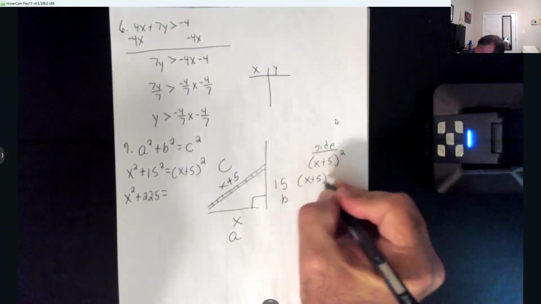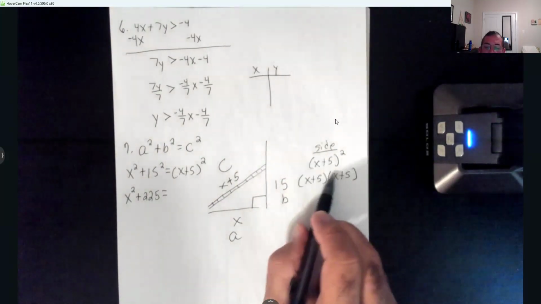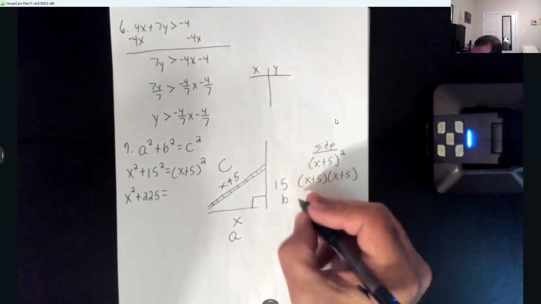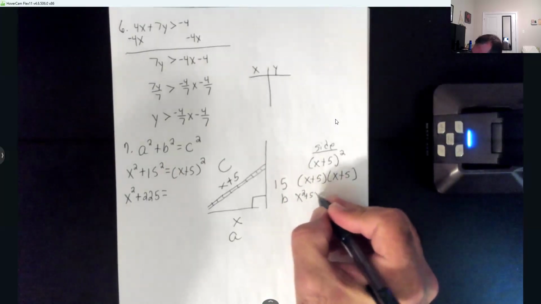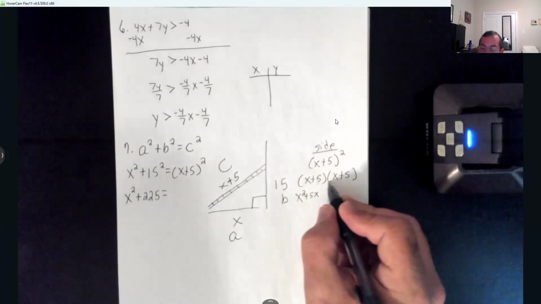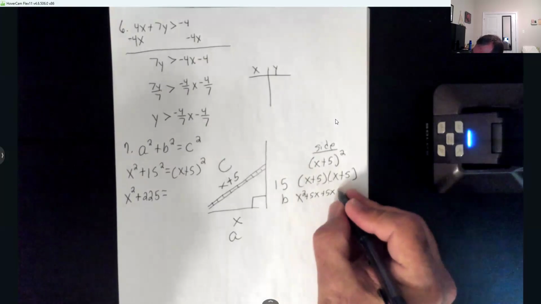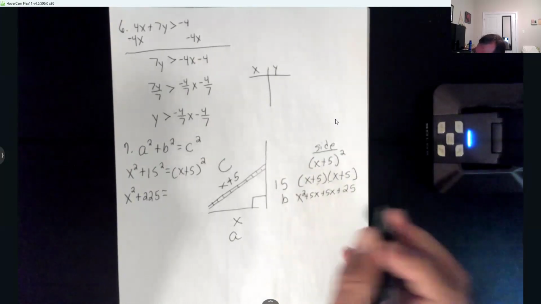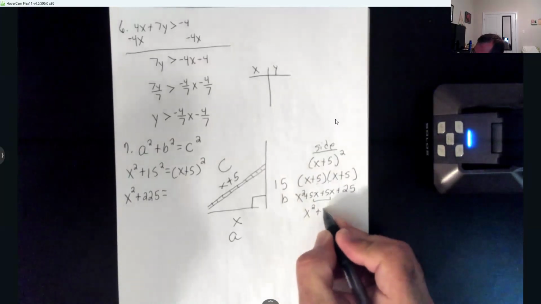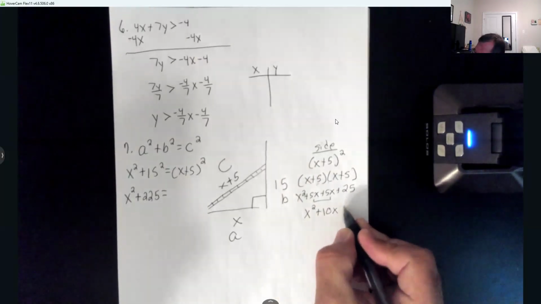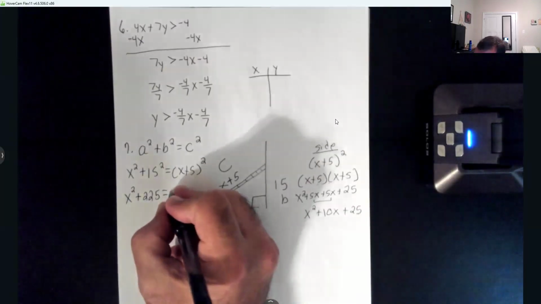All right, y'all, so you better write that twice, remember? And then FOIL it. X times X is X squared. X times 5 is 5X. 5 times X is 5X. And then 5 times 5 is 25. Add like terms, and we'll make that X squared plus 10X plus 25. So that's the right side.